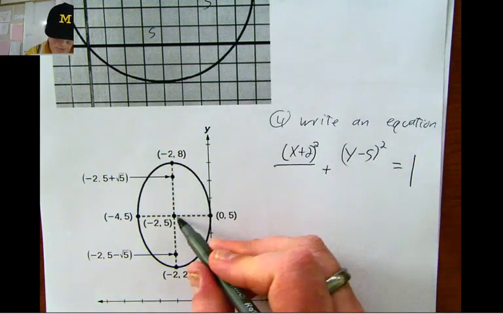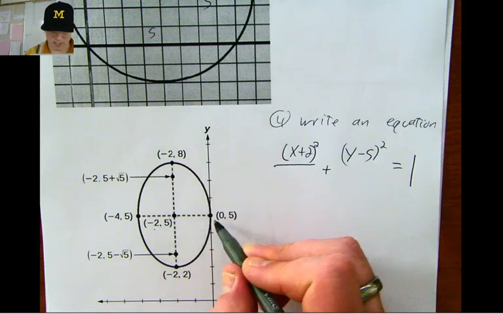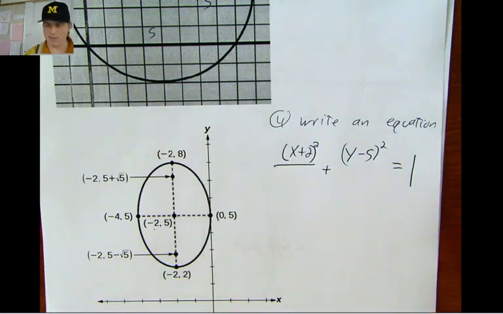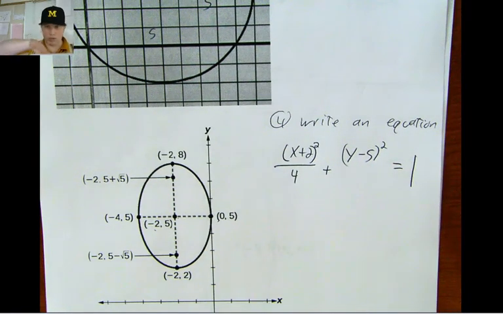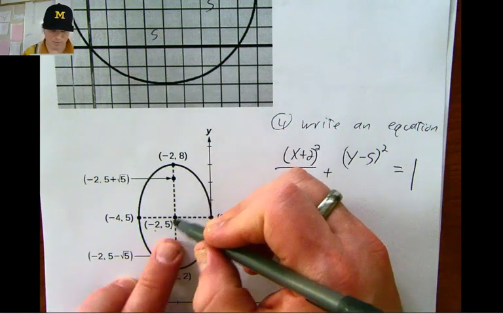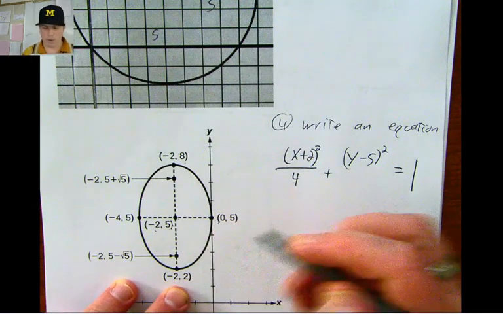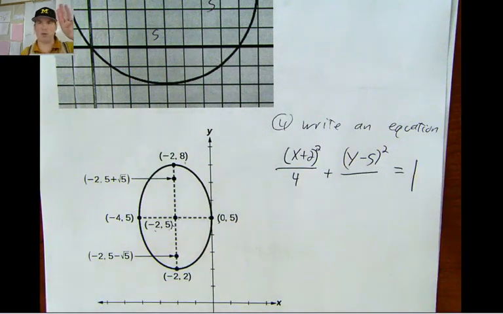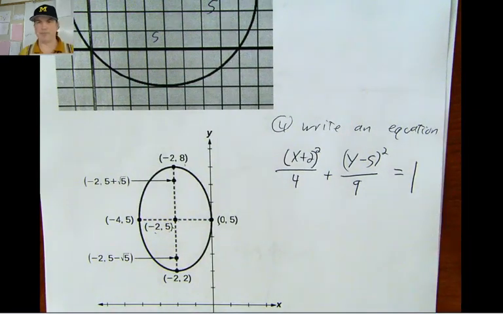Then look and see how far you went horizontally. It's going from -2 to 0, which means it's a distance of 2, which means I need to put a 4 here because it's over that horizontal stretch squared. Vertically, it's going from 5 up to 8, or in the other direction, 5 down to 2. No matter which way you look at it, that's a distance of 3. So this would be over 3 squared, which is 9. That's it. Not much to graphing circles and ellipses.